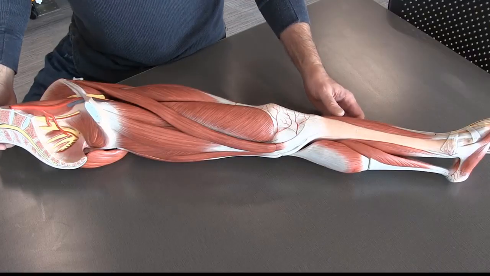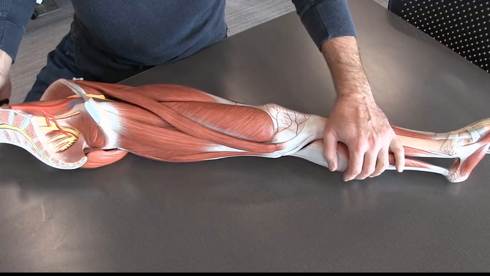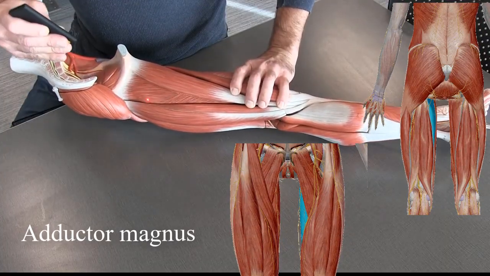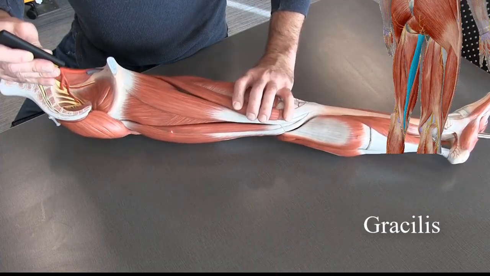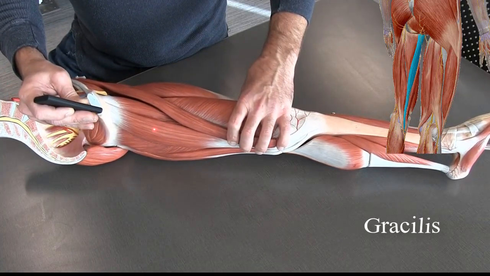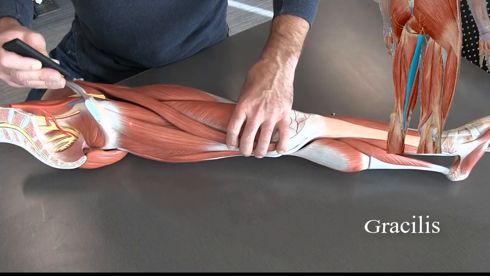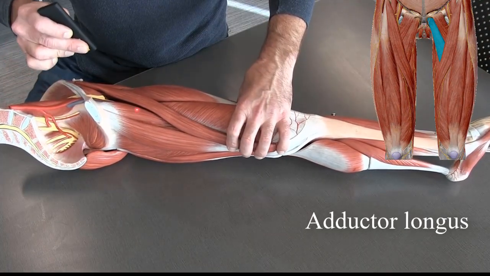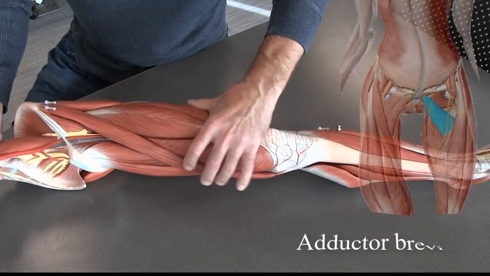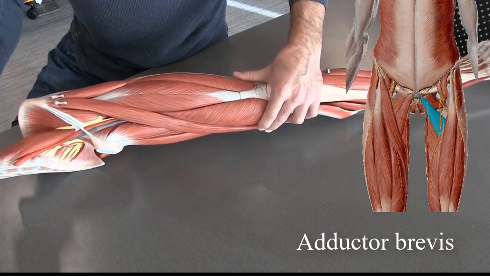limb for the Somso muscular series. To begin, we can see the adductor magnus right here. The gracilis is the most superficial and medial of this group right there. And then here is the adductor longus. The adductor brevis is not shown on this model. It would be deep to these muscles.